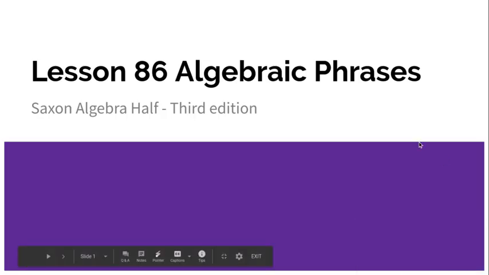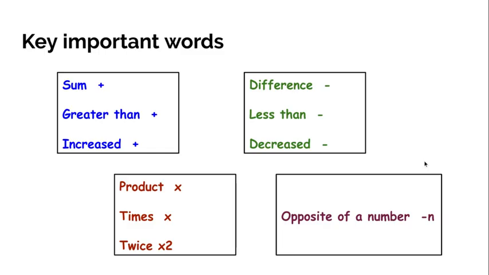As you know, in algebra, what we do is that we use math as a language. Math is a language. So we're going to be learning today, or reviewing, how we translate from an English sentence that they give us into mathematical symbols, or mathematical sentences. So let's start with some of the key important words that we're going to be looking at today.